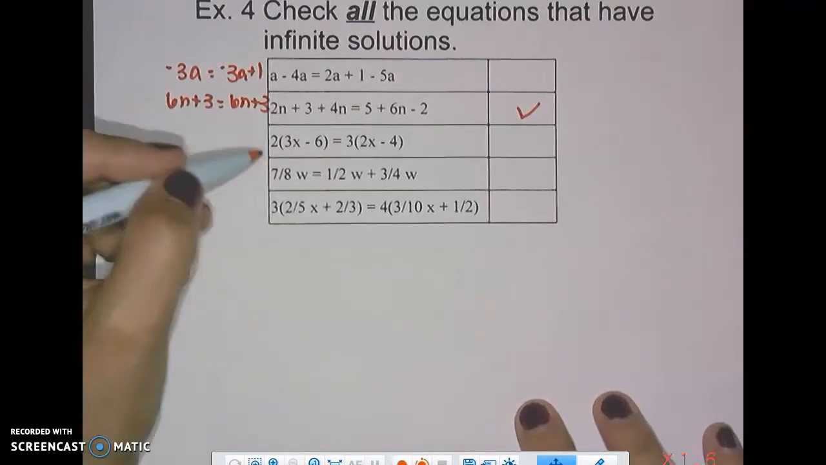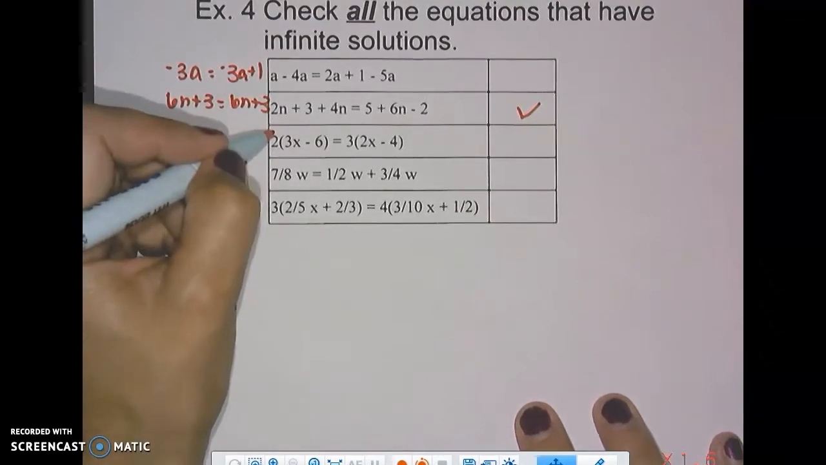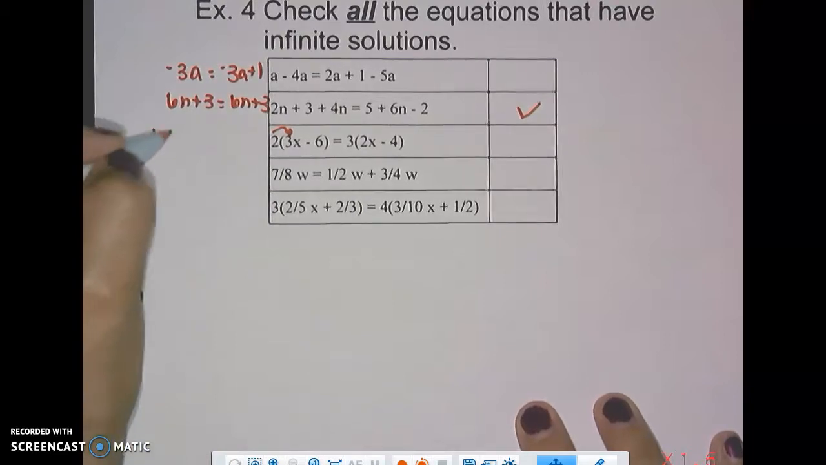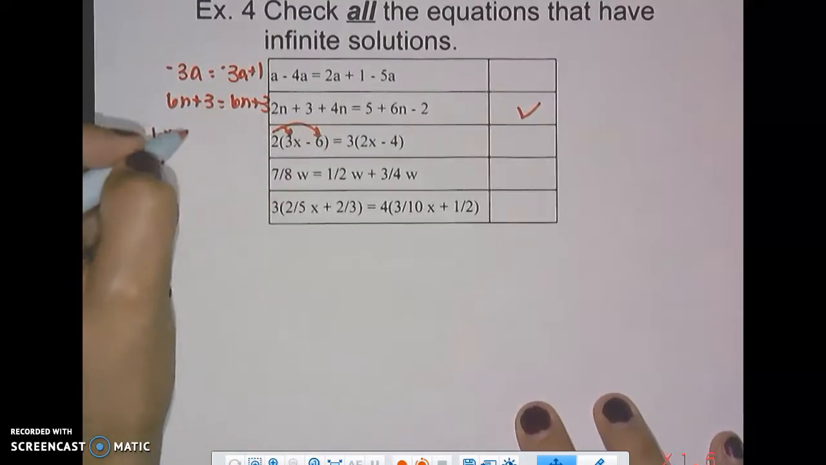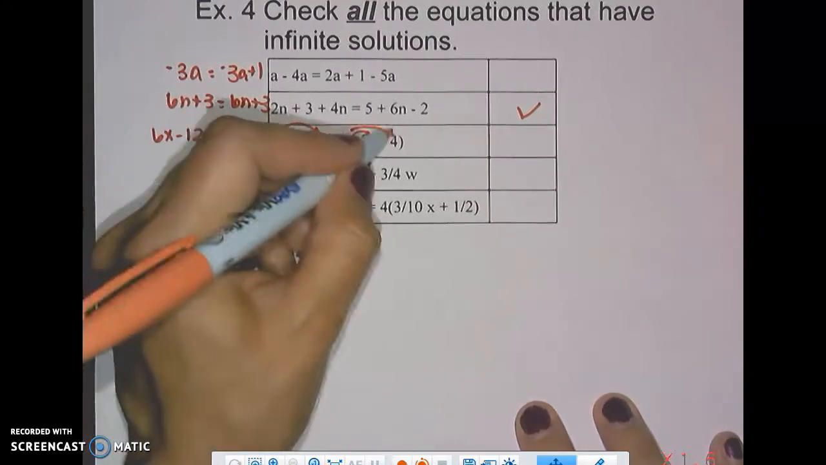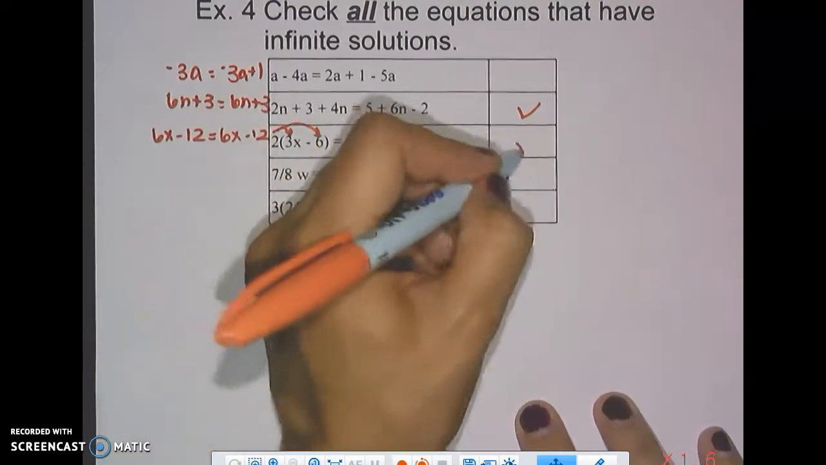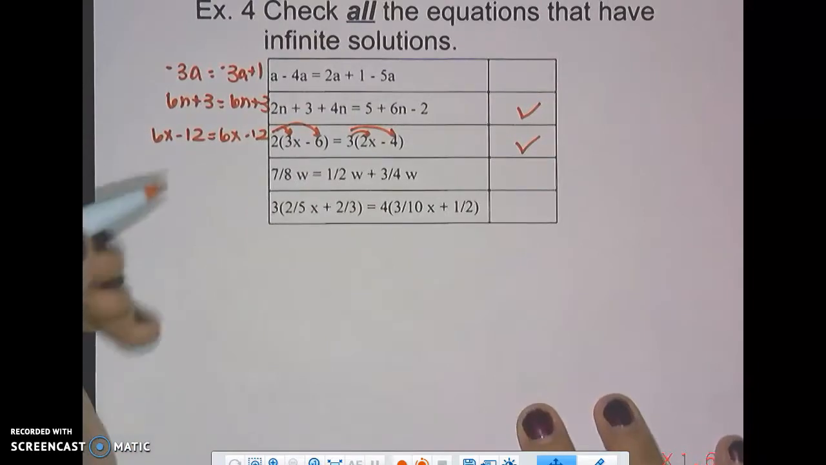Okay, next one, 2 times the quantity 3x minus 6 equals 3 times the quantity 2x minus 4. So when we distribute in, we get 6x minus 12 equals 6x minus 12. Same thing. Yes, they are. Same coefficient, same constant. Put a check in the box. All right, here we go.